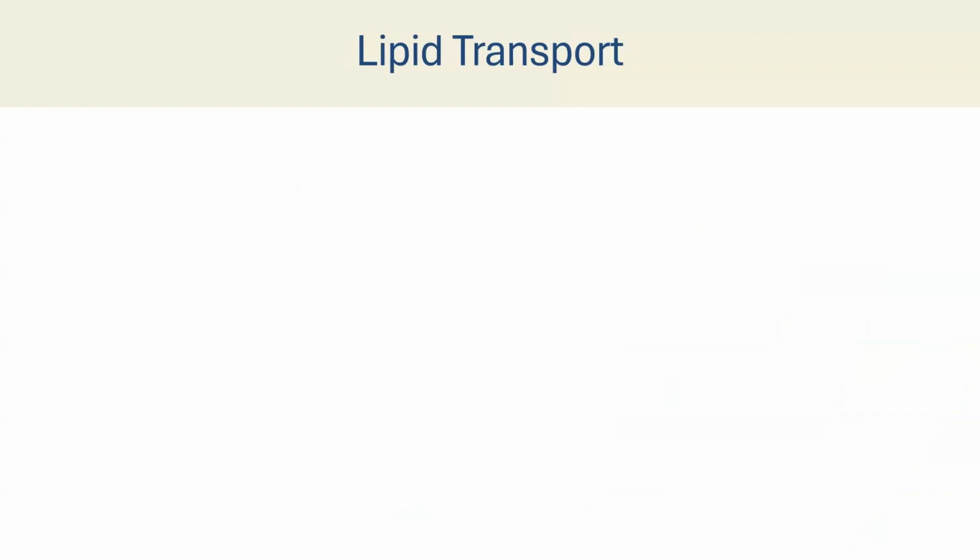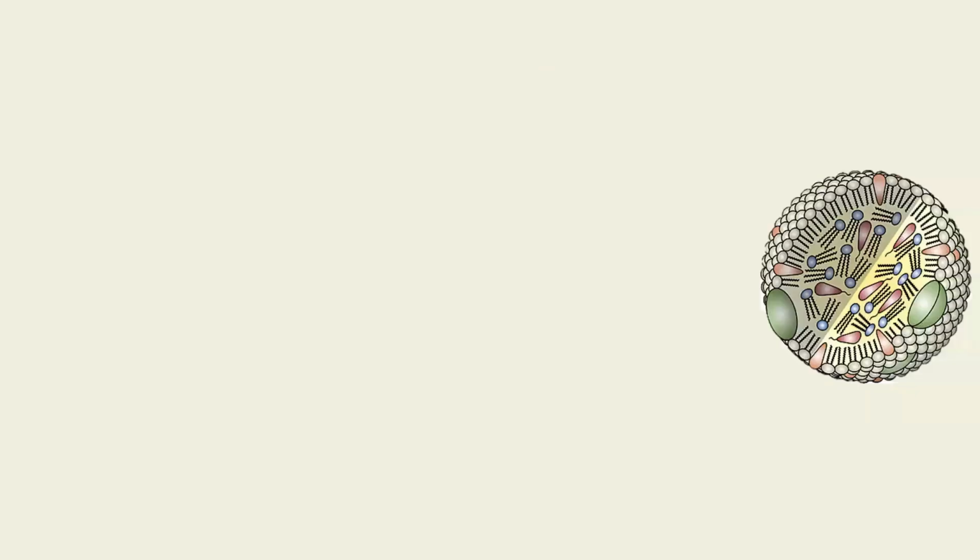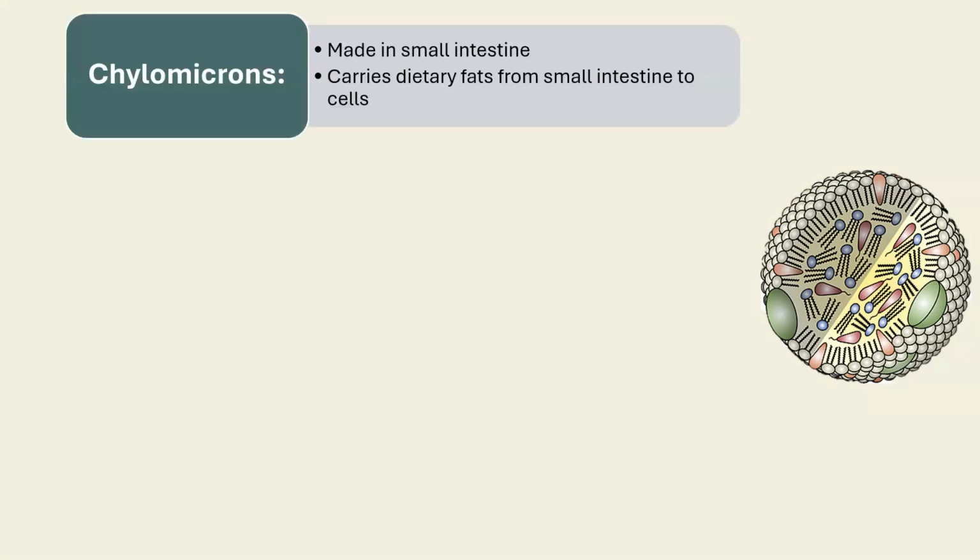The lipids then need to be transported in the circulatory system through the body by lipoproteins. Think of lipoproteins as a protein shell that is used to transport the lipids like triglycerides, cholesterol, and phospholipids around the body. Different lipoproteins move lipids in different fashions, and lipoproteins are named for their lipid composition. Chylomicrons are made in the small intestine, and they carry dietary fats from the small intestine to the cells.